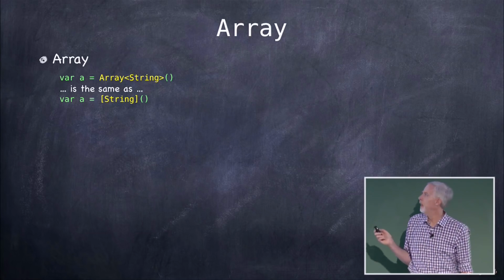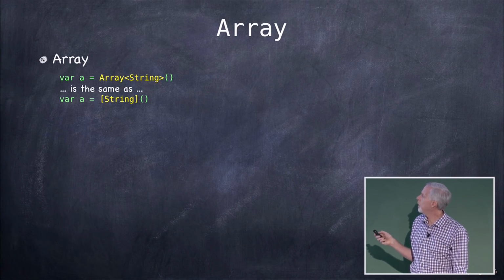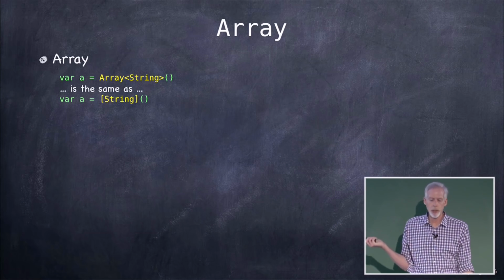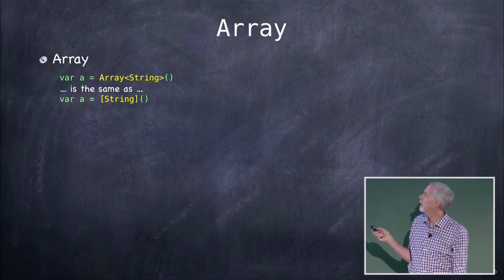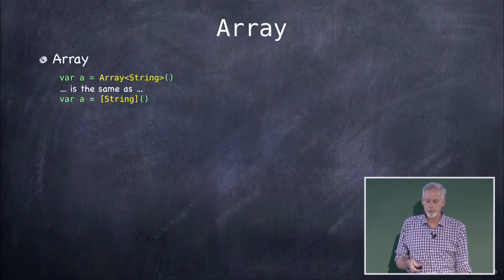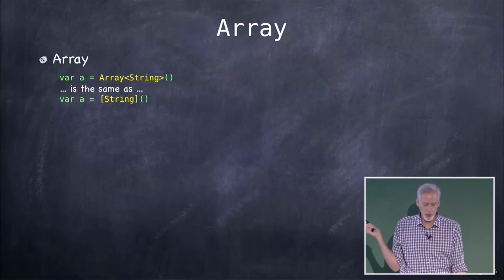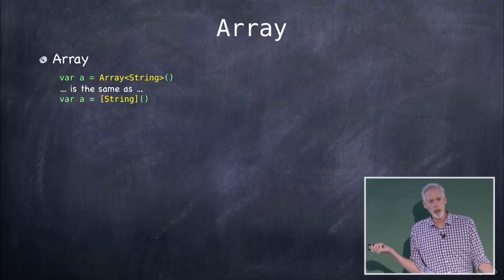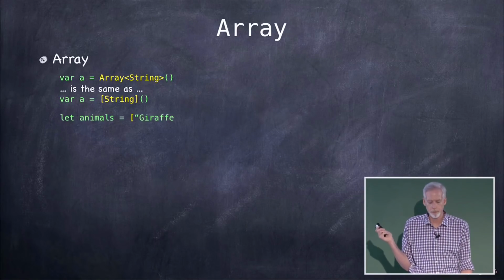Now, this is the type. So the open parentheses, close parentheses on the end just means I'm calling the initializer with no arguments. Same as up here. So don't get confused by that. That just means I'm creating an instance of an array of string. That's what both of those mean.